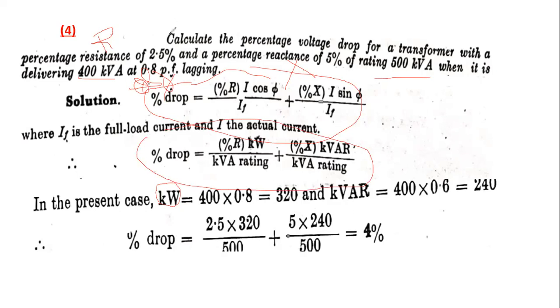Therefore, what is the value for percentage R? It is 2.5. So 2.5 into kW, which is 320, by 500, plus percentage X, which is 5%, so 5 into kVAR, which is 240, by 500. That will be the percentage drop.